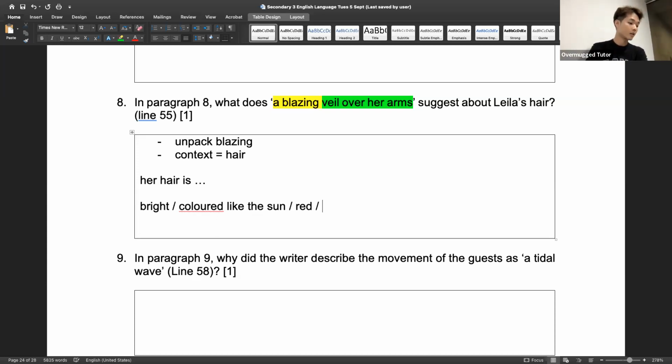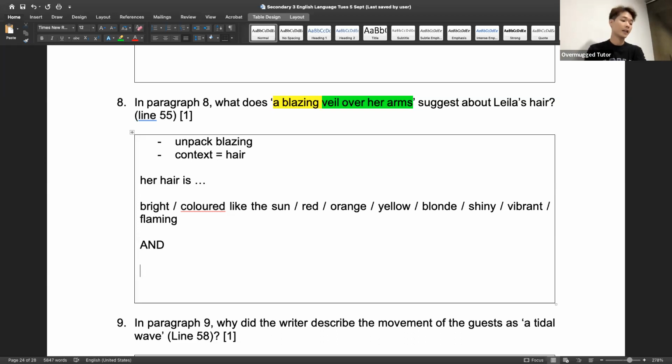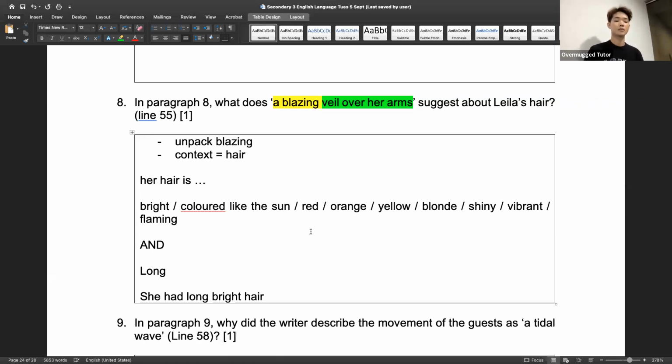Or you write red, orange, yellow, or blonde, or shiny, or vibrant, all okay, as long as you have them. Flaming, okay, yeah. But that is not all. If you only have that, it's not enough. And long, because there are two parts to this. Or some people will write, she had long, bright hair.